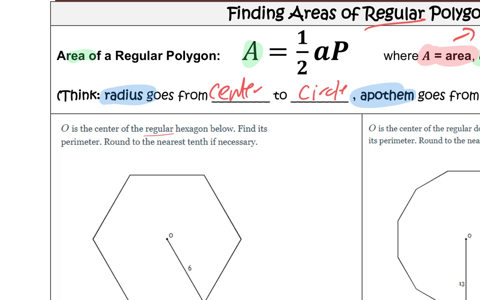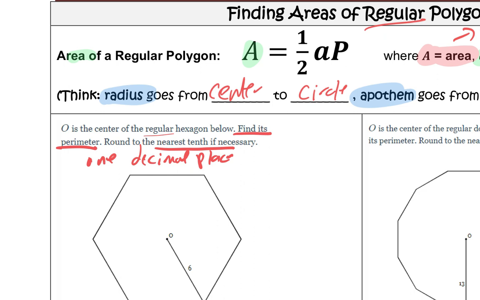It says find the perimeter. So on this problem, that's what we're trying to do, find the perimeter. Round to the nearest tenth. We know that means a decimal with just one place, right? One decimal place is what that means. All right, so let's go ahead and set it up.